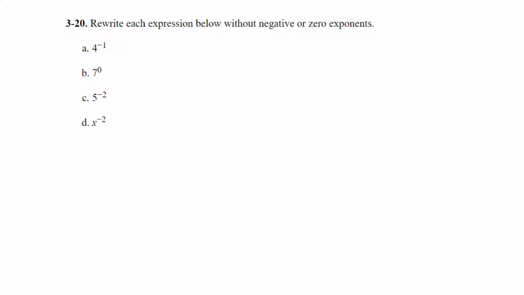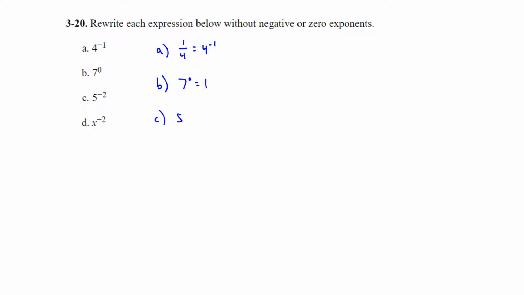Alright, question 320. Rewrite each expression below without negative or 0 exponents. So 4 to the negative 1 would be 1 over 4 to the positive 1, which is 1/4. 7 to the 0 is equal to 1. So this top one, those are equivalent.